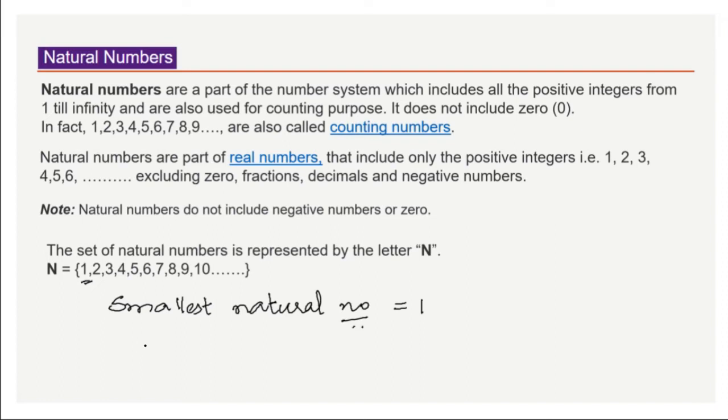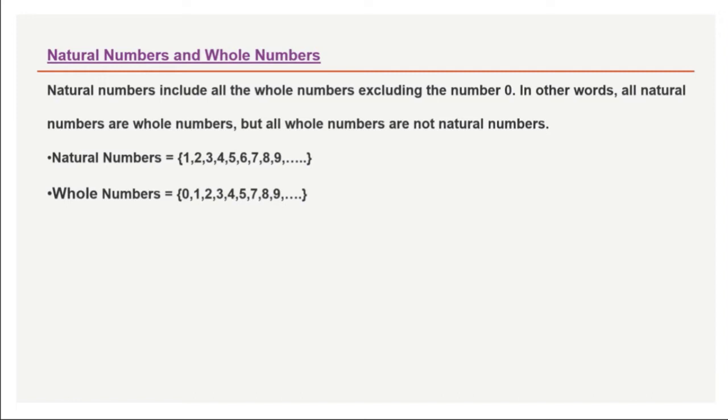So, there is a need to have a number system which includes counting numbers along with zero, and we call it the set of whole numbers. Let's see what are natural numbers and whole numbers. Natural numbers include all the whole numbers excluding zero. In other words, all natural numbers are whole numbers, but all whole numbers are not natural numbers. And we have learned natural numbers are denoted by the letter N, whereas the set of whole numbers is denoted with the capital letter W. In the set of whole numbers, 0 is the starting number.